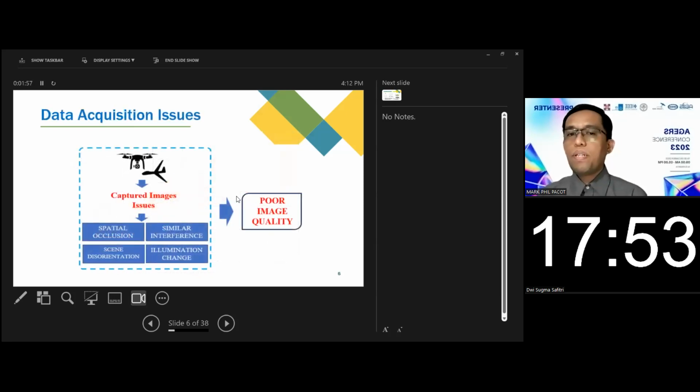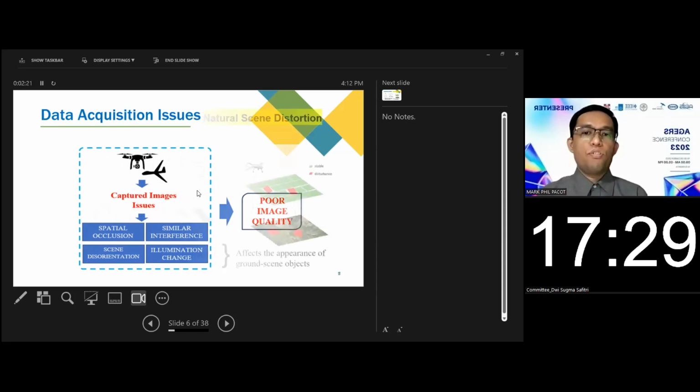However, during data acquisition, this technology is prone to distortion because of its unpredictable flight behavior. Common distortions include spatial occlusion, scene disorientation, similar interference, and illumination change, which could affect the quality of the image.